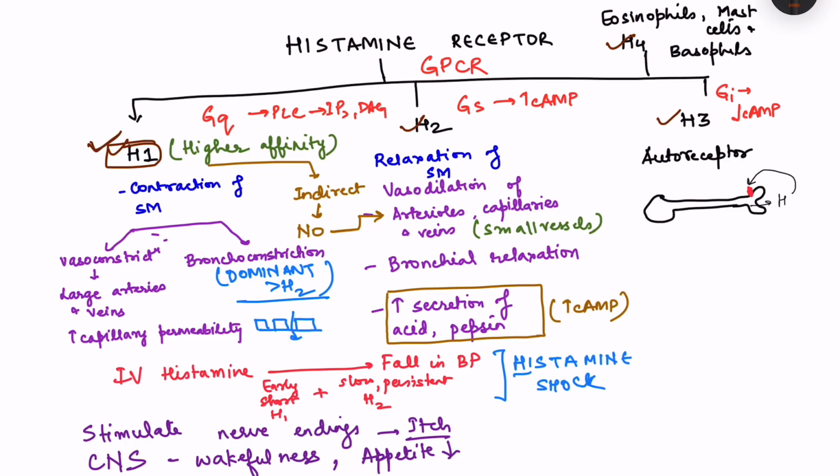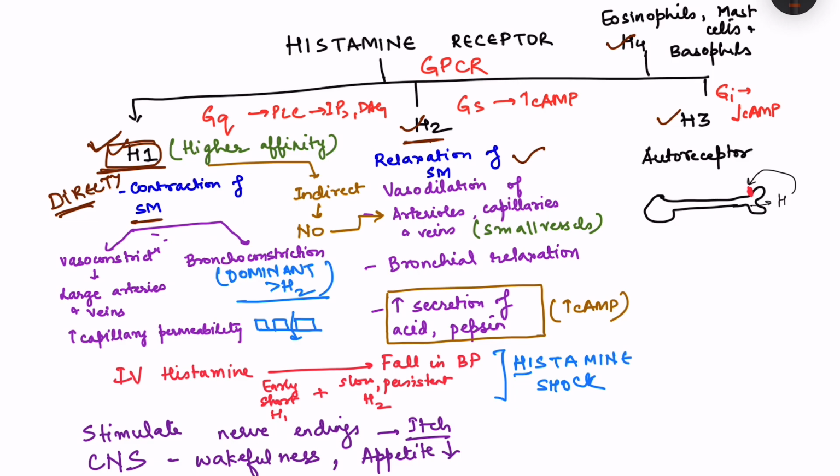So first let us see what happens when these receptors are stimulated. First is the H1 receptor. Remember that the H1 receptor directly causes the contraction of the smooth muscle, while the H2 receptor, when stimulated, causes a relaxation of the smooth muscle. So when the histamine binds, this effect is going to take place.